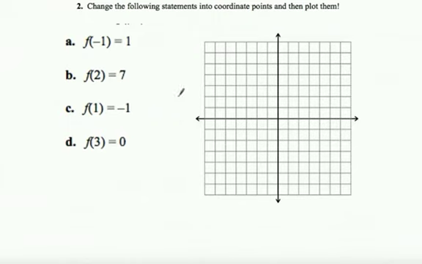Number 2 asks us to change the following statements into coordinate points and then plot them. So if I'm looking at A, I see f of negative 1 equals 1. So remember that the number that's inside the parentheses with the f or the g or the h or the j or whatever it is that your problem says is always going to be your input. So that means that our input was negative 1, and whatever we have it equal to is our output. So our output, of course, is our y. And if I'm looking at that, y would be equal to 1, which means that our point for that would be negative 1, 1. So for A, we would go over negative 1, we would go up 1, and we would put a point.